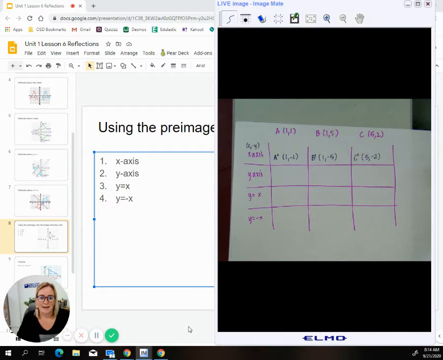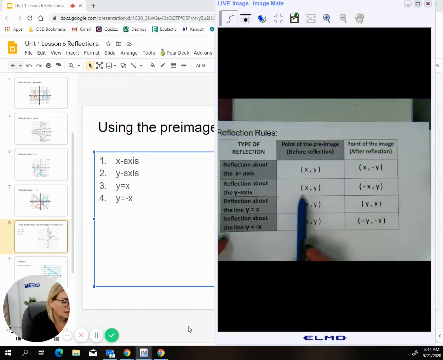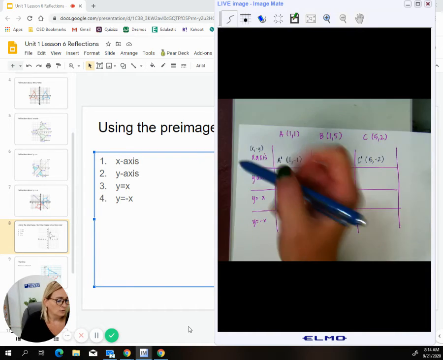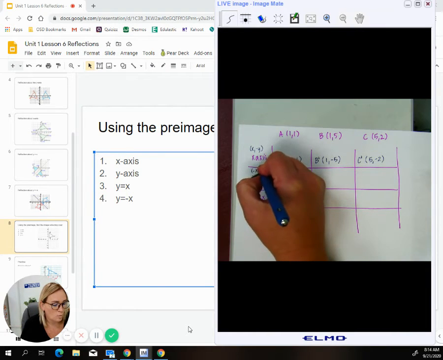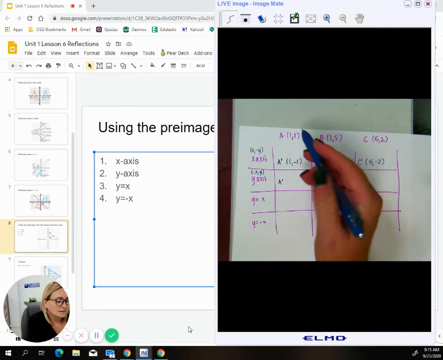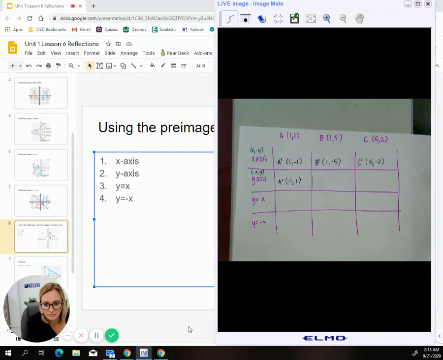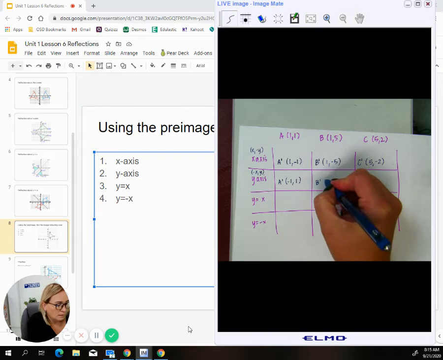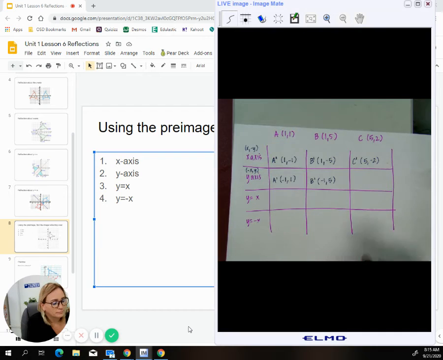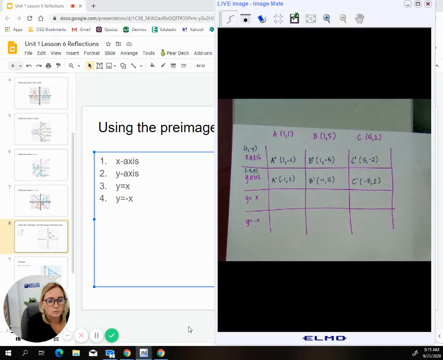So now we're going to do the same thing for the y-axis. If we look at our rule here, it says our (x, y) turns into (negative x, y). So negative x, y is what we're doing. A is going to be negative 1, and y stays 1. B is going to be negative 1, and y stays the same. And C is going to be negative 5, and 2 stays the same.